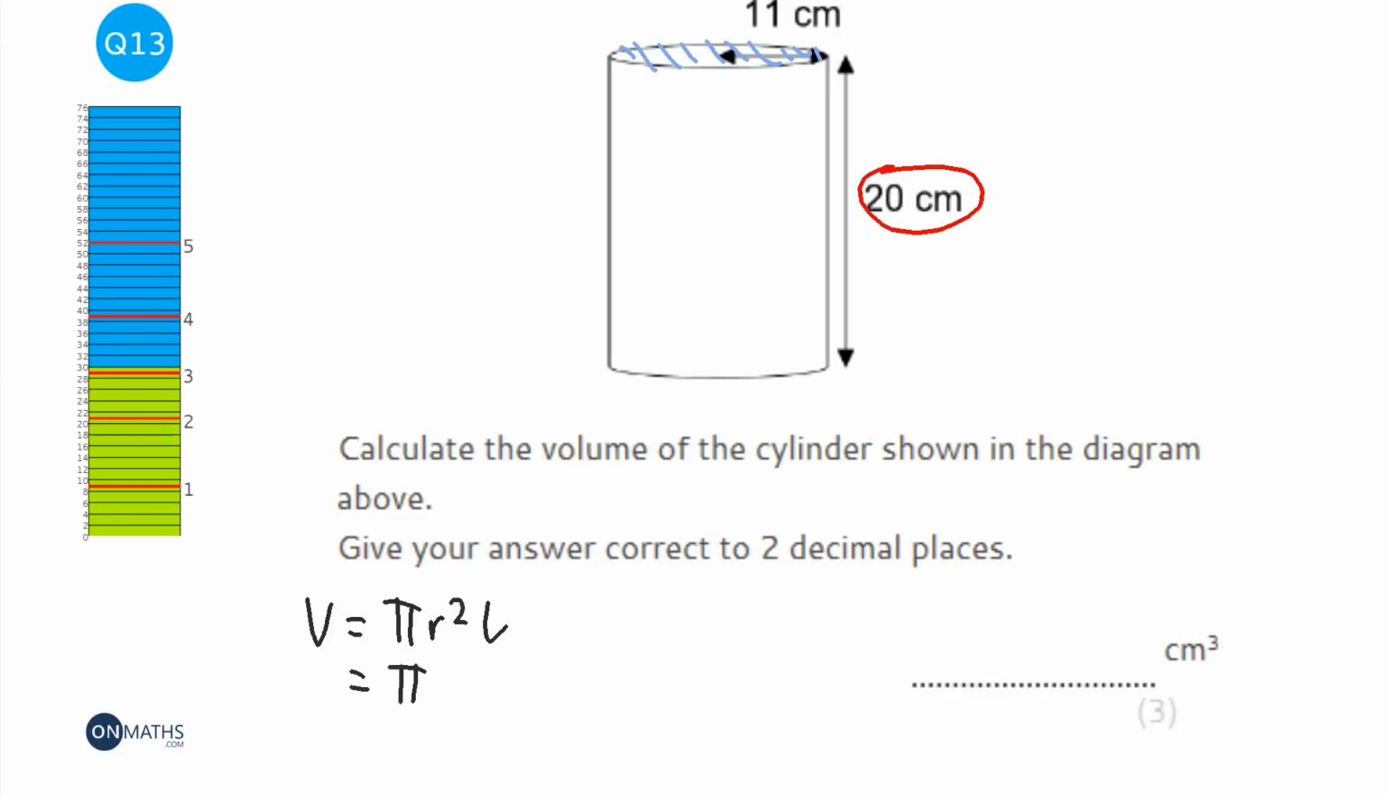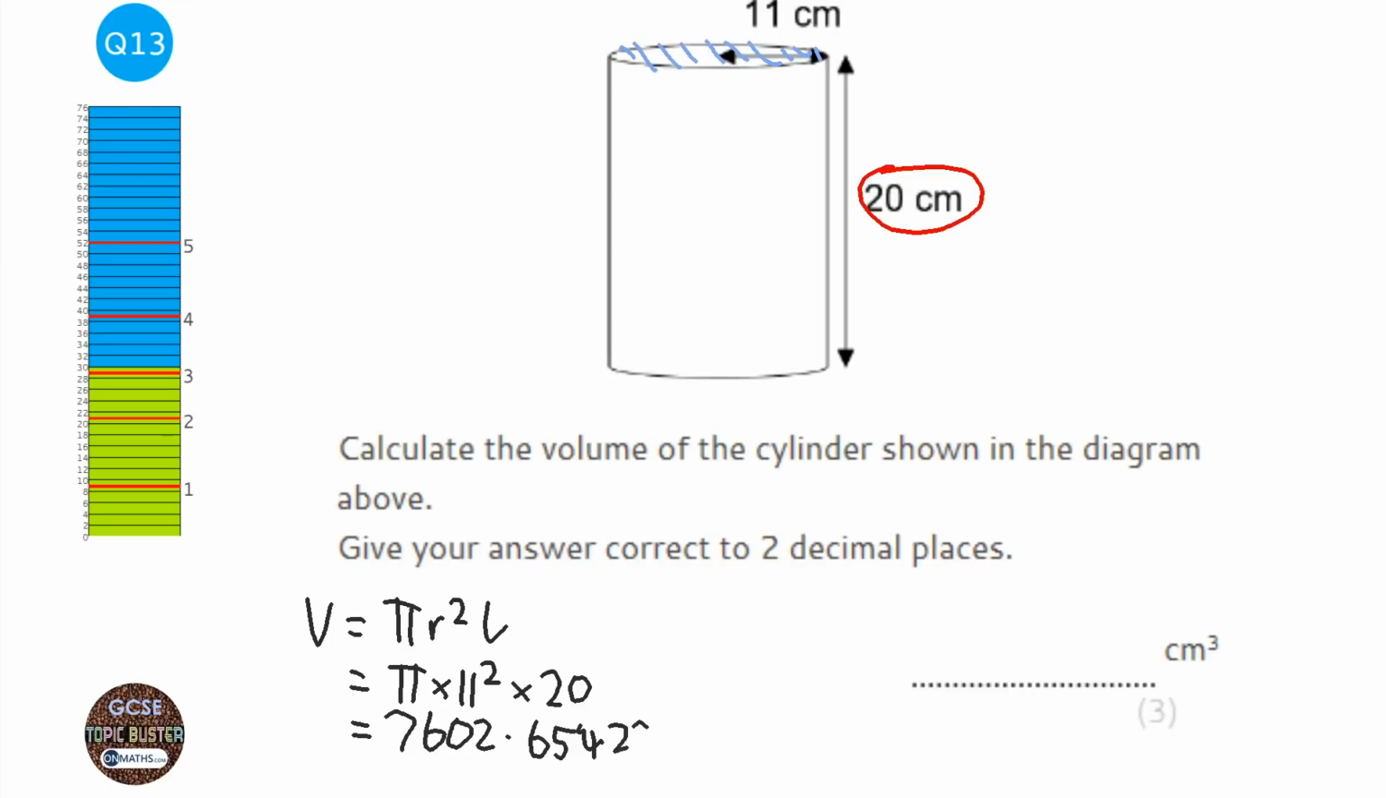So the radius of that circle is 11, so pi times 11 squared, and the length in this case is a height, but it's going to be 20. So I'm going to get my calculator, and pi times 11 squared times 20, it's telling me it's 7,602.654 blah blah blah. So to 2 decimal places, that's going to be 7,602.65.